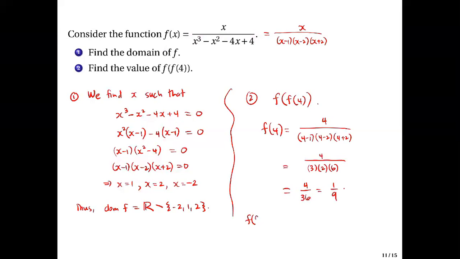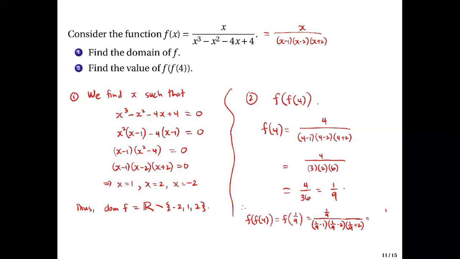So f of f of 4 will be f of 1 over 9, which means we will have 1 over 9 divided by (1 over 9 minus 1) times (1 over 9 minus 2) times (1 over 9 plus 2). So we'll just need to simplify this.